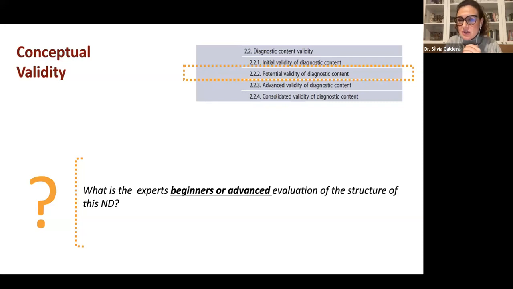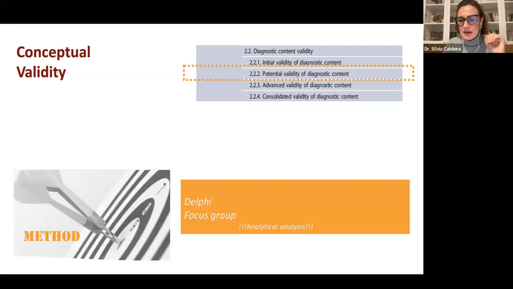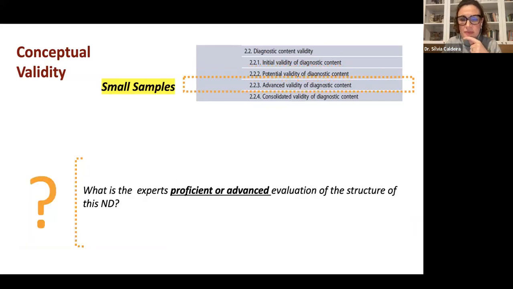When I move to the second, the question is, what is the expert beginners or advanced evaluation of the structure of the nursing diagnosis? And here I have a Delphi and a focus group. But as the experts are not anymore beginners, they are advanced, I could think in analytical analysis and go further and deeper in the analysis and the data that I get from the Delphi or focus group.